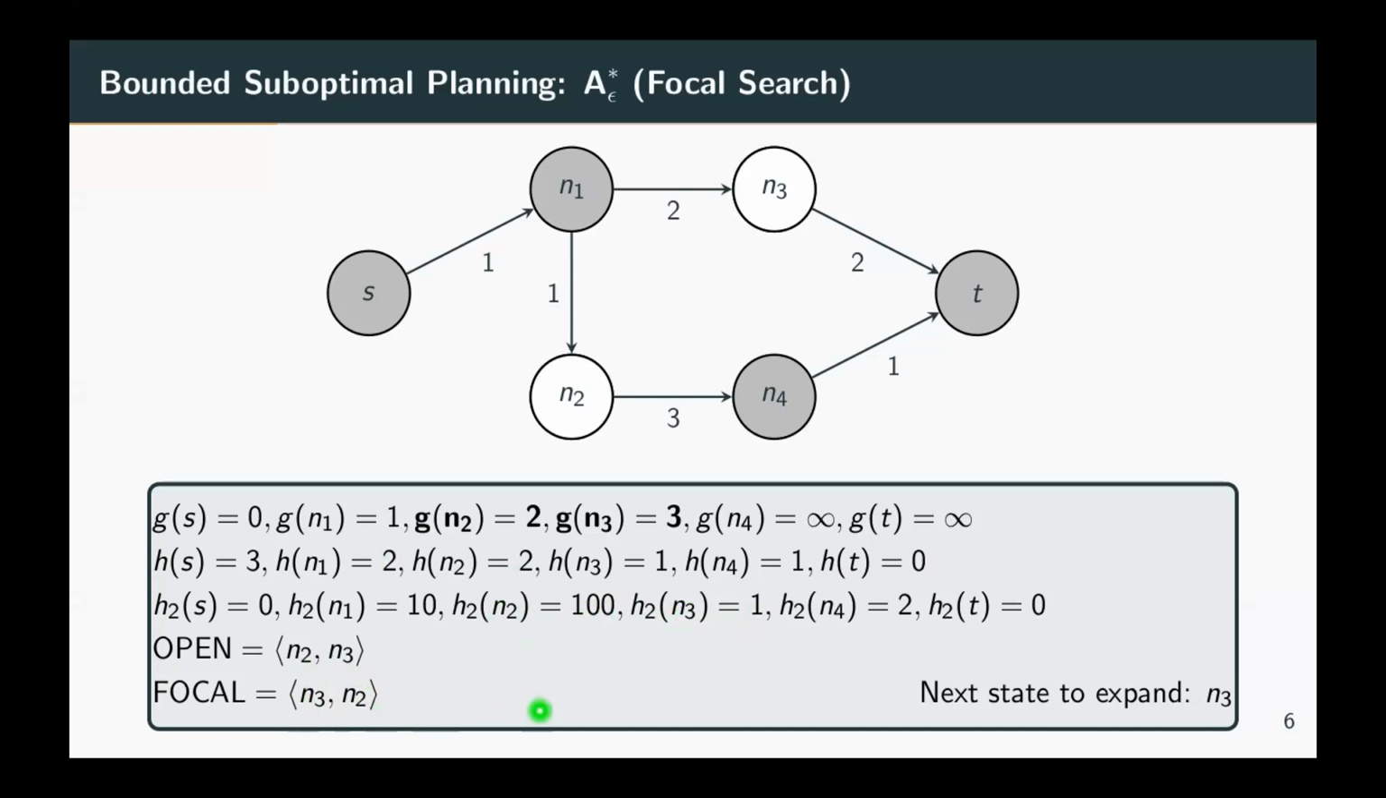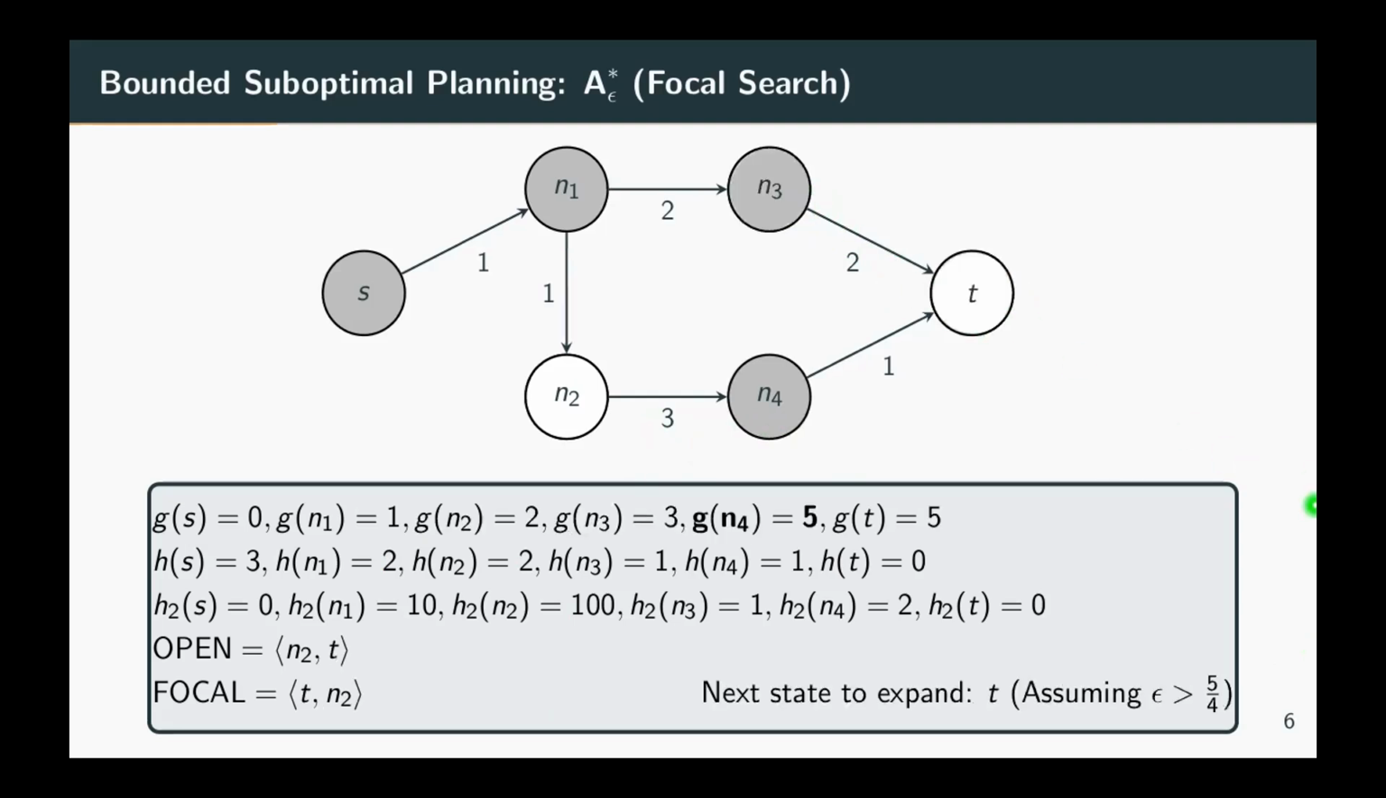Okay. And because of that, we now have to expand N3, because in our focal search, we expand based on the first item in the focal list, not in the open list. So that will be N3. And N3 has only one successor, which is T, which means we will remove N3 and add this one successor T in the next step.